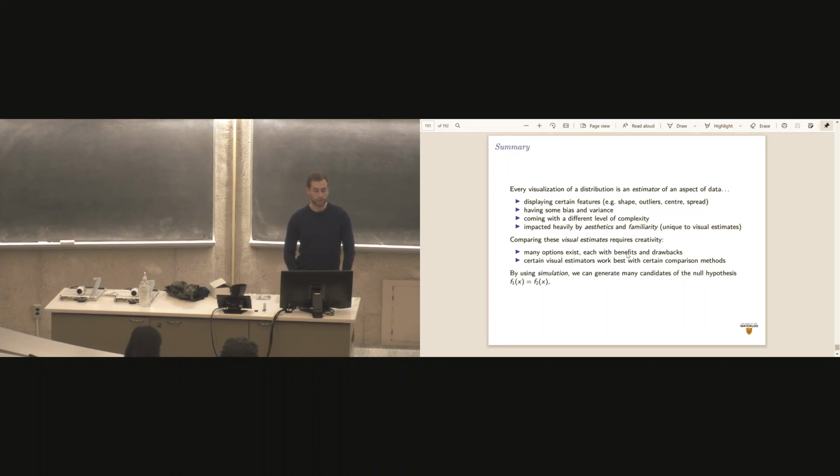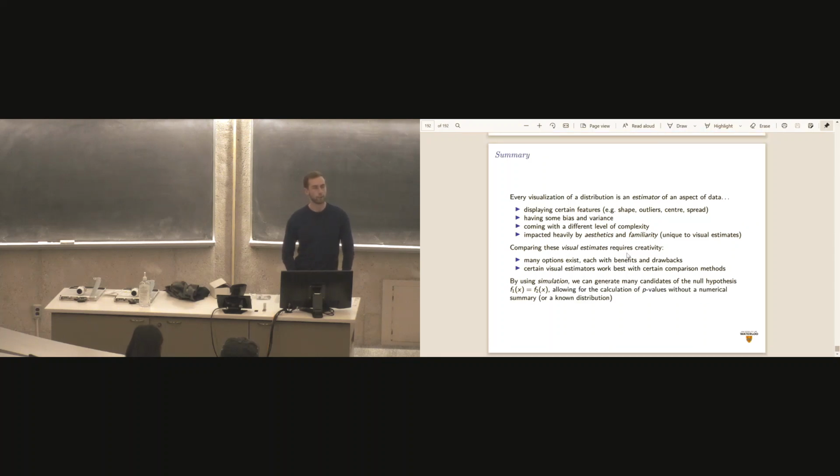And by using simulation, we can generate a whole bunch of candidates to determine what the null distribution of our visual estimator is, despite not knowing what the distribution of the data actually is. It's non-parametric, but we still get a p-value in the end. There's some drawbacks to using a lineup test. I believe they're discussed in the slides. Things like the fatigue of, if you wanted to get a really small p-value, you need to display hundreds of plots, and the analyst may just lose interest partway through.